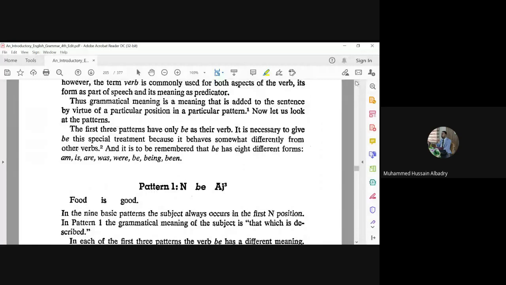We go immediately to the patterns. The first three patterns have only be as the verb. The verb is be. Today we're going to talk about these 3 patterns. Their verb is be. What do you mean by be? Is, was, were, being.